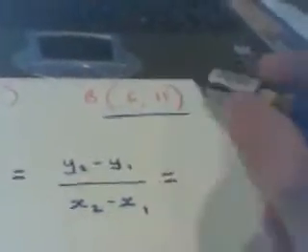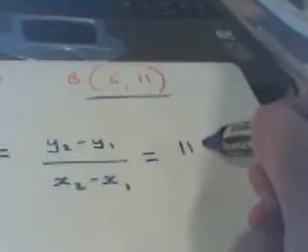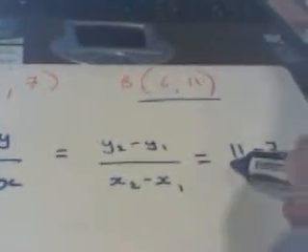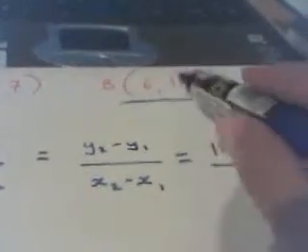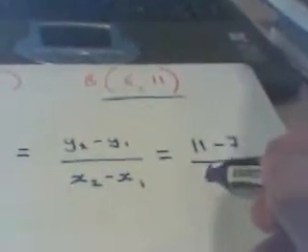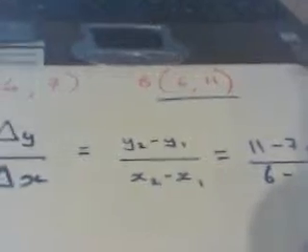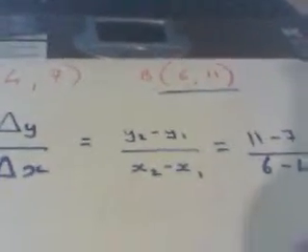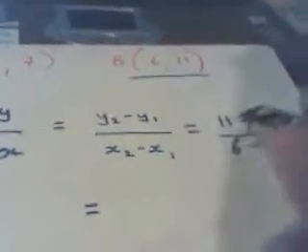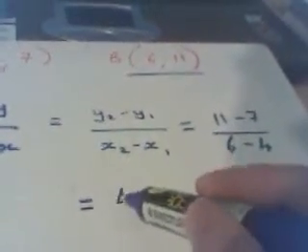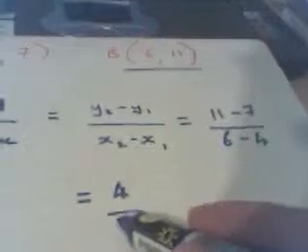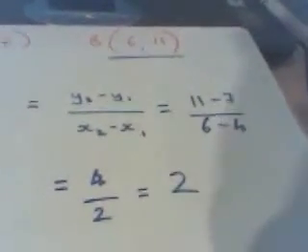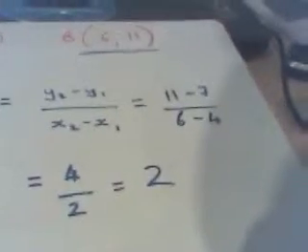So y2 is 11, y1 was 7, over x2, so we're taking it from this bracket, was 6, minus x1, which was 4, giving me a gradient of 11 take 7 is 4 over 2, 4 over 2 is 2. We have a gradient of 2.